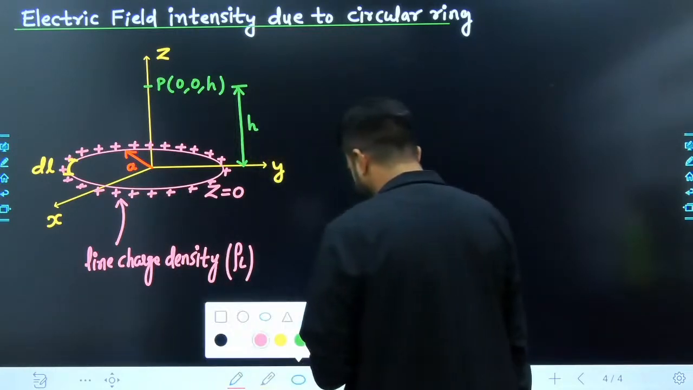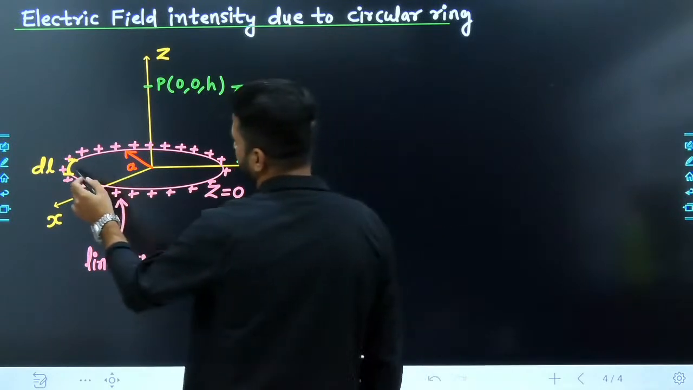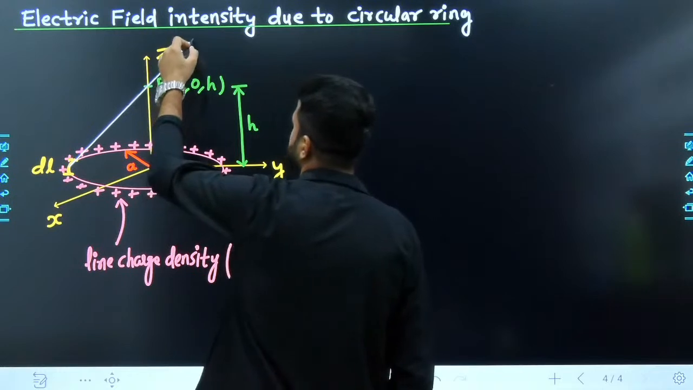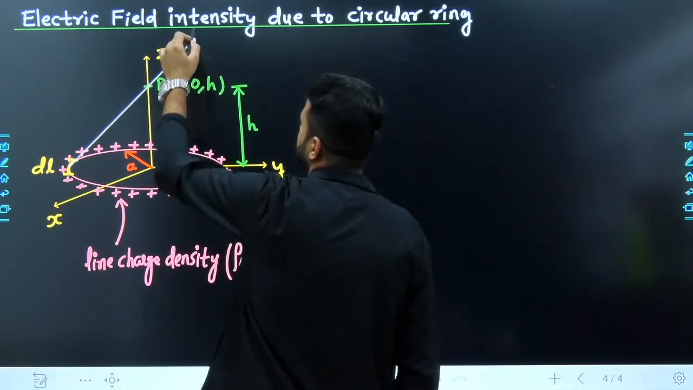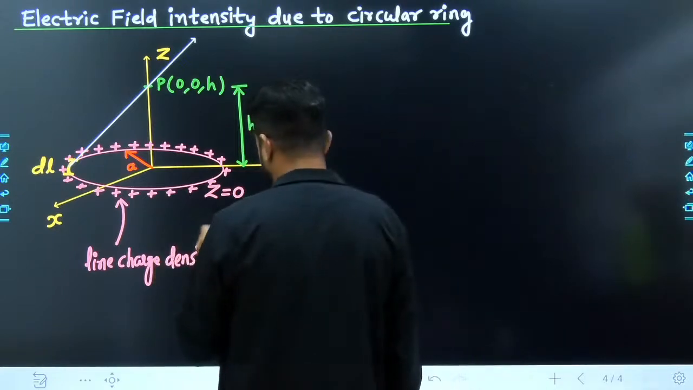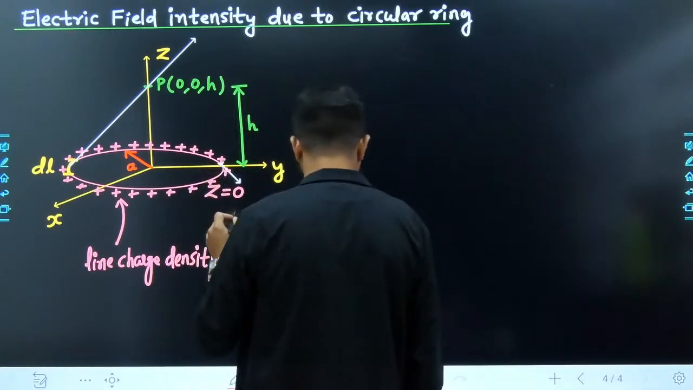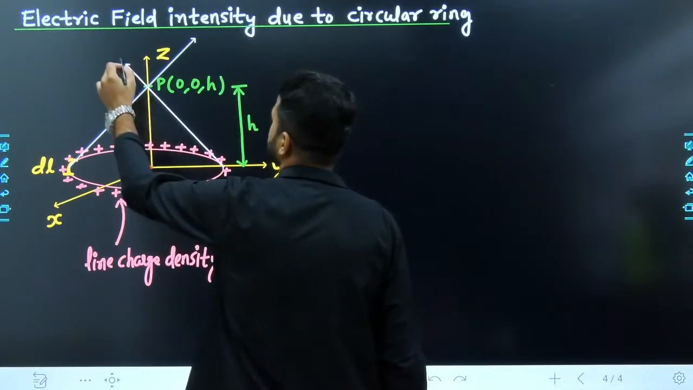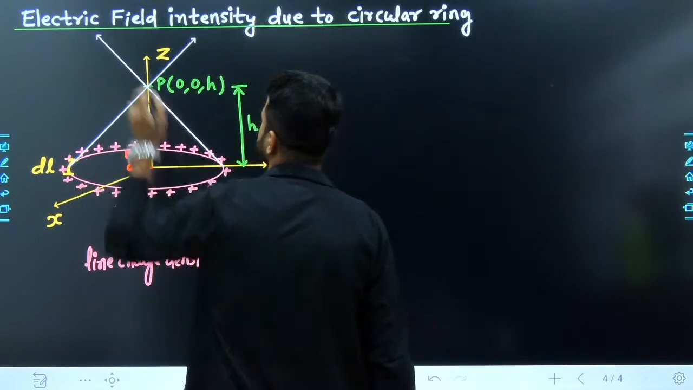Now when you join the line from the differential length to the point of interest, the electric field will exist in this direction. Similarly, if you join the line from somewhere here, the electric field will exist somewhere in this direction.